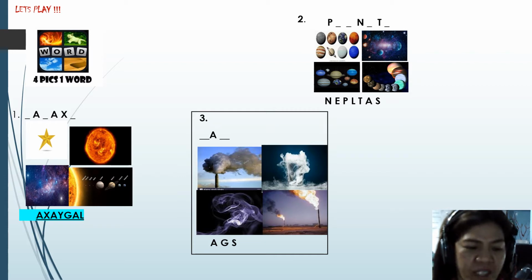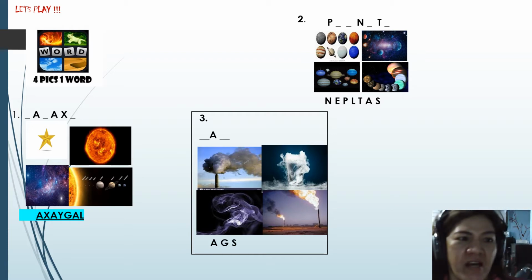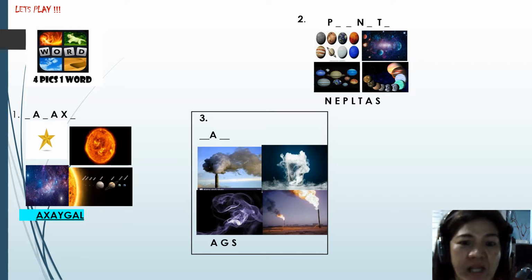Before we start, let's have some game. We have here 4 pics and 1 word. Try to answer as much as you can. I will just give you 3 seconds to do it. So you have number 1, number 2, and number 3. Go. Okay, time is up.